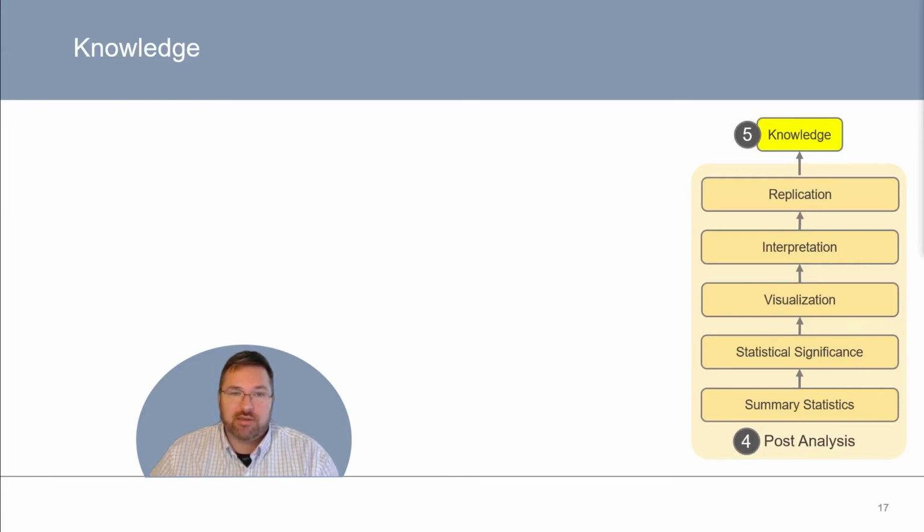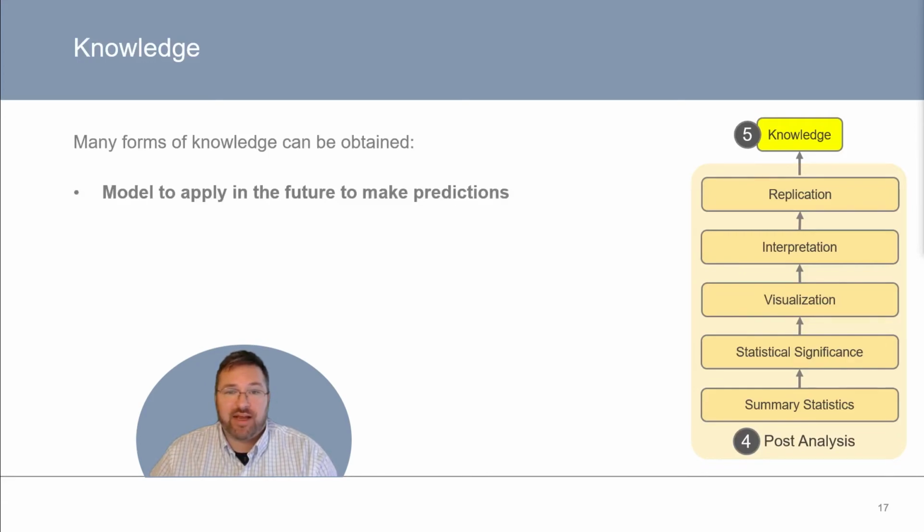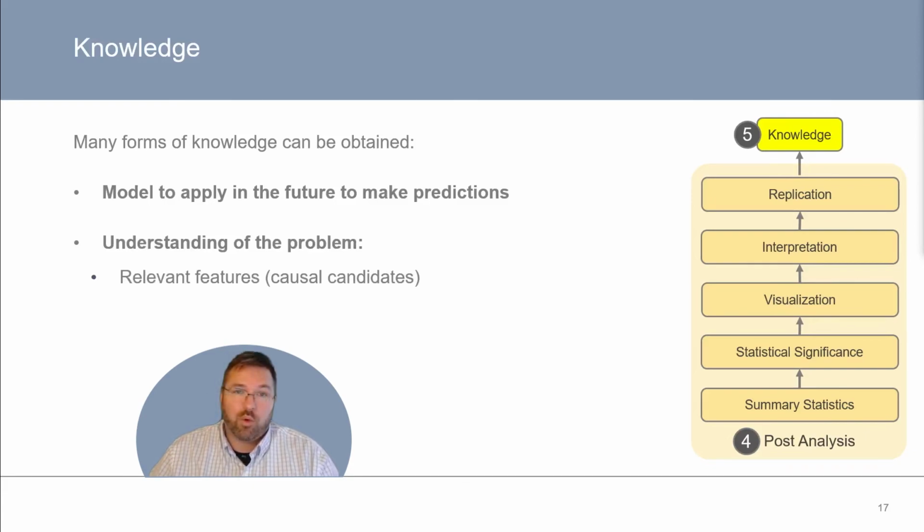This brings us to the end of our machine learning analysis pipeline, where ideally we also derive some useful knowledge from the process. This knowledge could take a number of forms. For one, perhaps we've developed an effective model that can be applied in the future to make predictions. Also, perhaps we've gained a better understanding of our target problem, including what features in the dataset were relevant versus irrelevant, as well as what values of the relevant features led to one outcome or another. These relevant features might also be candidate causal factors. In other words, they might potentially have directly caused the observed outcome, but further investigation would need to be conducted to determine if that's the case.